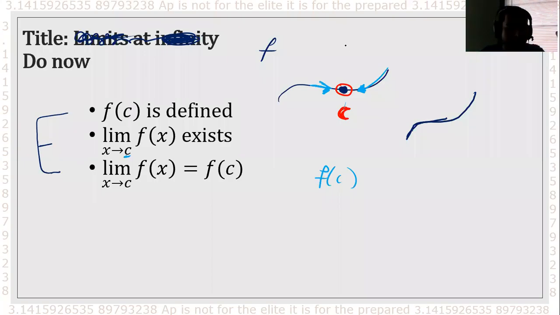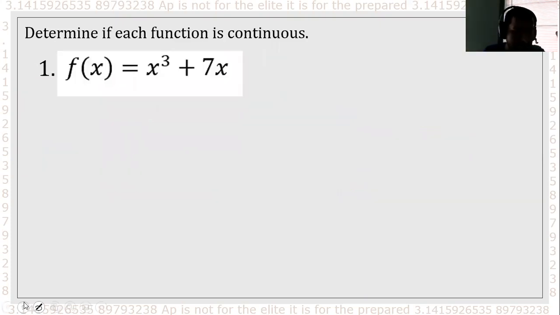Record this meeting. And we're talking about continuity today. So f of c is defined, so you can actually find the value at c. You can find the limit at c for both left and right, and that the limit equals f of c. So let's go ahead and try this.